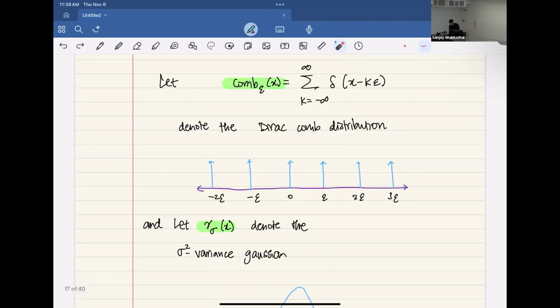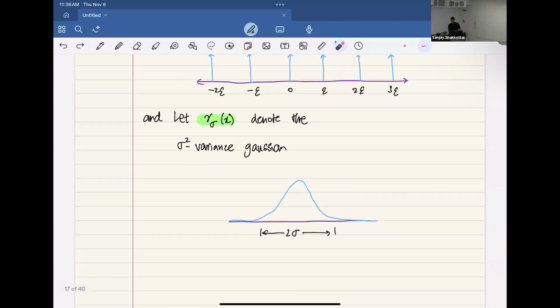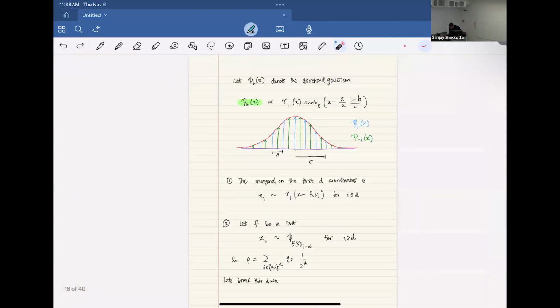First of all, a couple of definitions. This comb function is just a bunch of Dirac delta functions, spaced out by epsilon. This epsilon parameterizes how far apart the individual combs are. And so this is comb epsilon of X. And let's say this gamma sub sigma is a Gaussian with variance sigma squared. This is pretty standard.